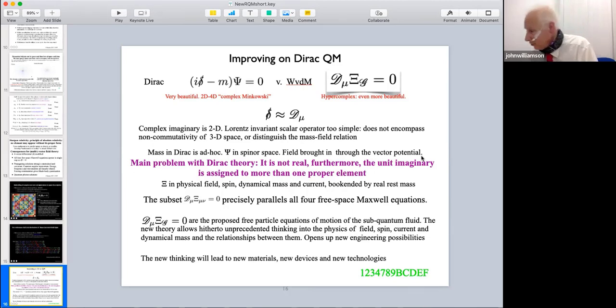What this led to is this. Hold on a second, I'll find it. I've got the rack here. There, can everybody see that? Top line there. This is the equation that Dirac came up with.